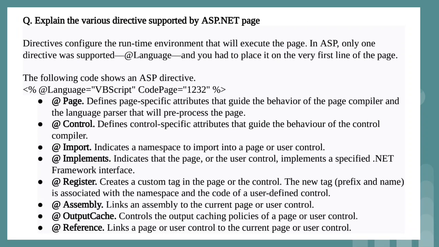Second one is @control. This particular directive defines control specific attributes that guide the behavior of the control compiler. Basically it controls the components or controls which are available on the screen. Now I am not talking about this directive control, I am talking about the toolbox controls, the controls which we have in the toolbox. So to manage the behavior of all the controls, this particular directive, that is the @control directive, is used.